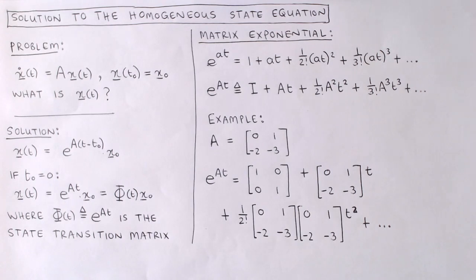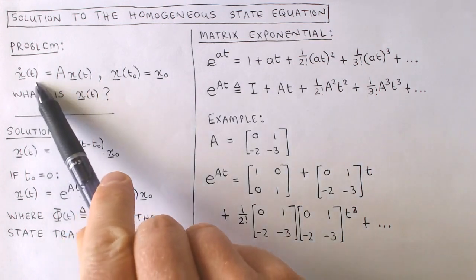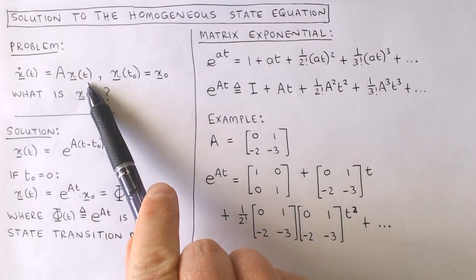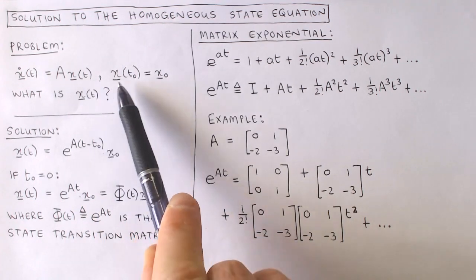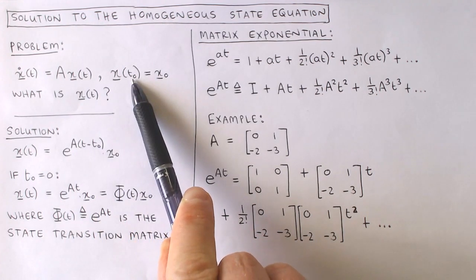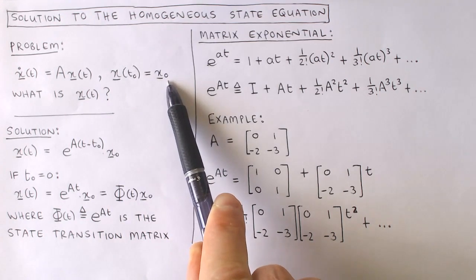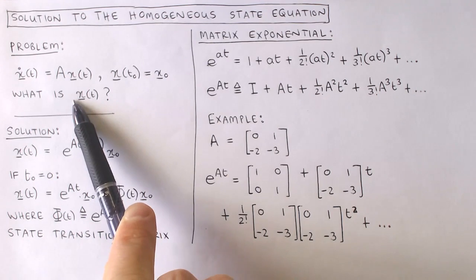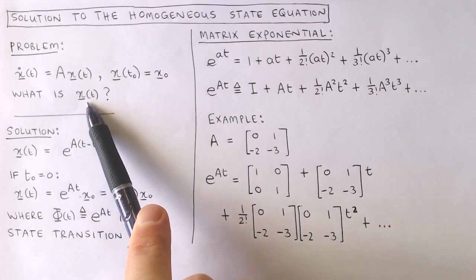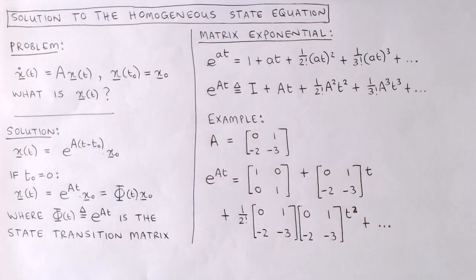The problem we address in this video is the following. Suppose the state equation is given by a homogeneous equation, which means that we use the normal state equation but remove the input term. The values of the states at some initial time t0 is given by x0. We want to find an expression for the states for all time after the initial time t0.